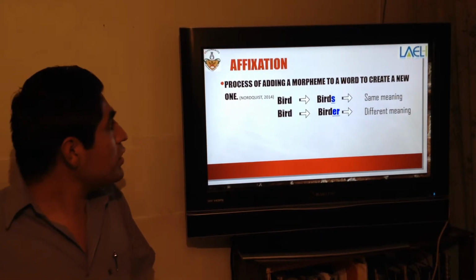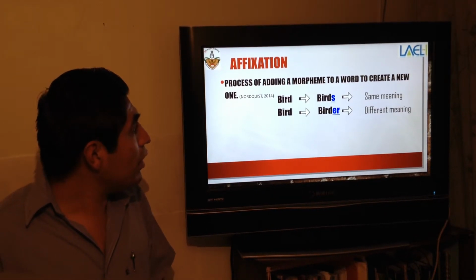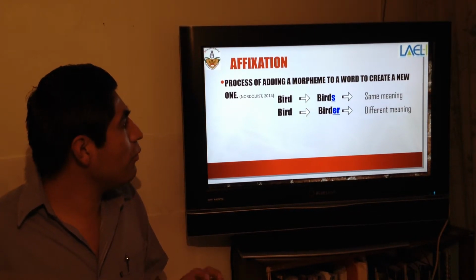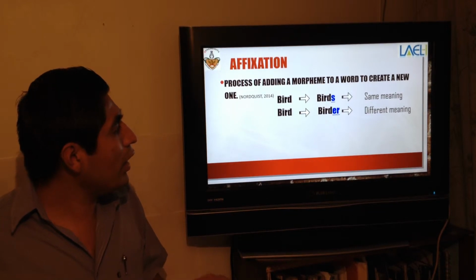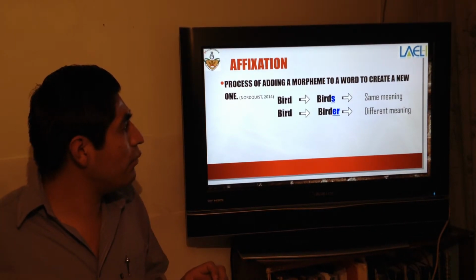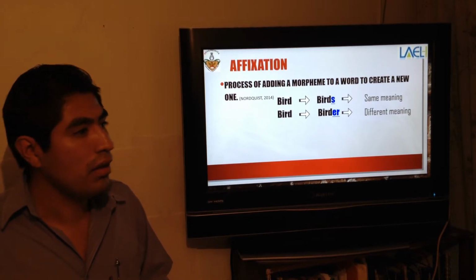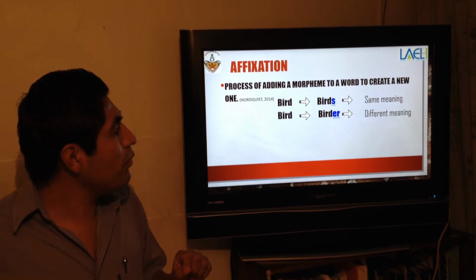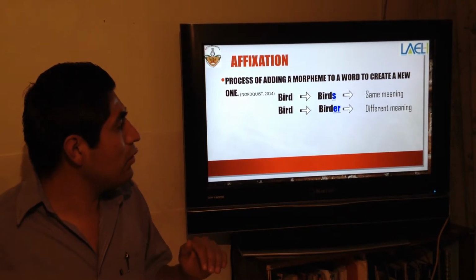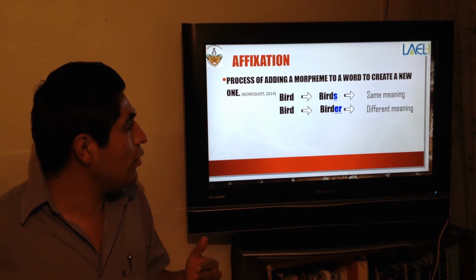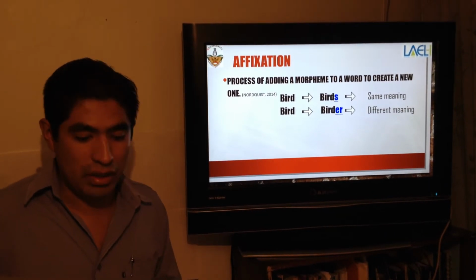Affixation is a process of adding a morpheme to a word to create a new one. For example, I have the word bird. If we add a letter, in this case an S at the end, we can have birds with the same meaning. Example number two, I have birth, but we add at the end two letters, TH, in order to create a new word like birthday with a different meaning.